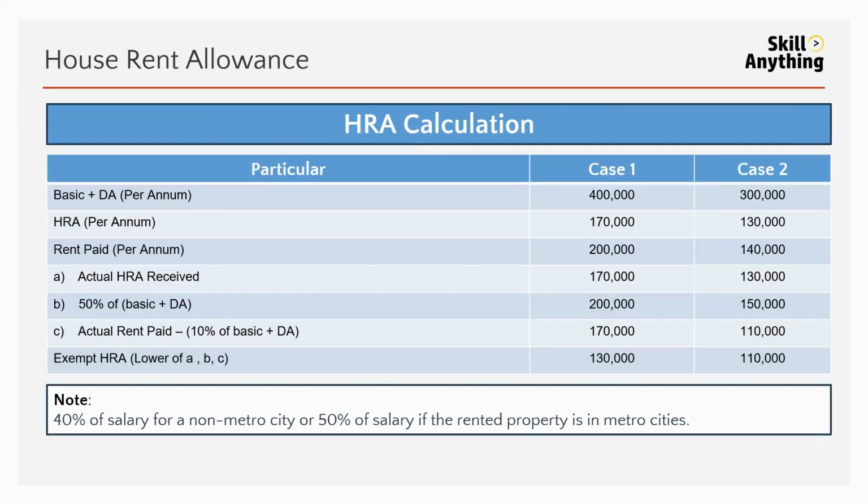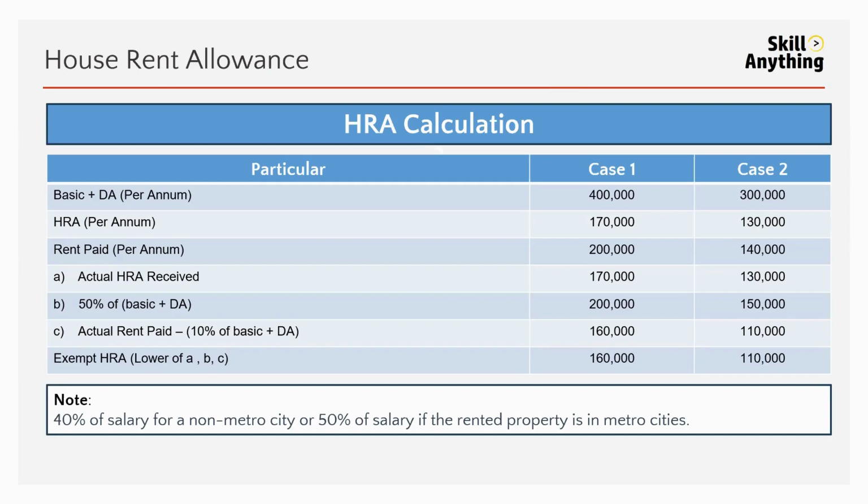For the HRA calculation, you can see there are two cases. In case 1, basic plus DA per annum is 4 lakh, and in case 2 it is 3 lakh. HRA paid by the employer per annum is 1,70,000 in case 1 and 1,30,000 in case 2. Rent paid per annum by the employee is 2 lakh in case 1 and 1,40,000 in case 2. And now we see the calculation.